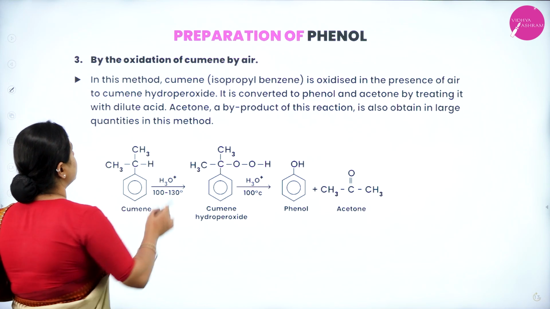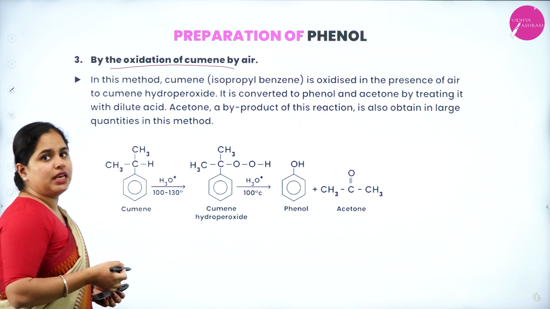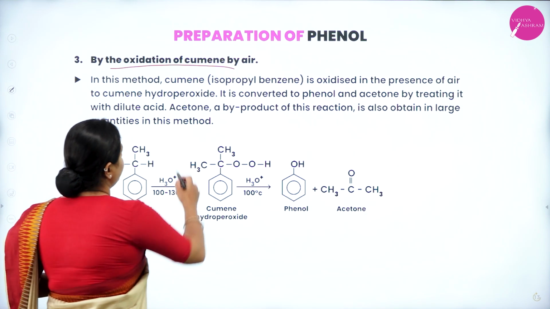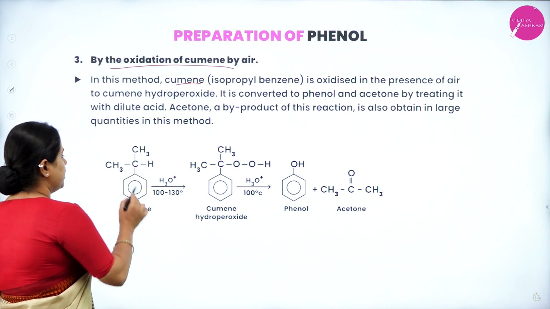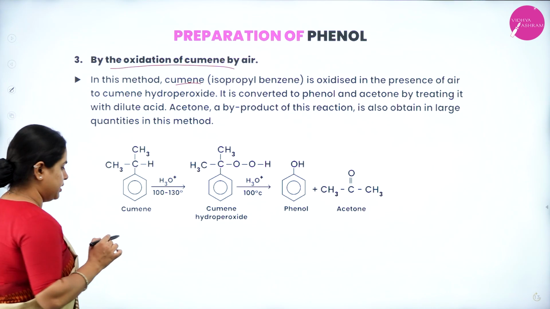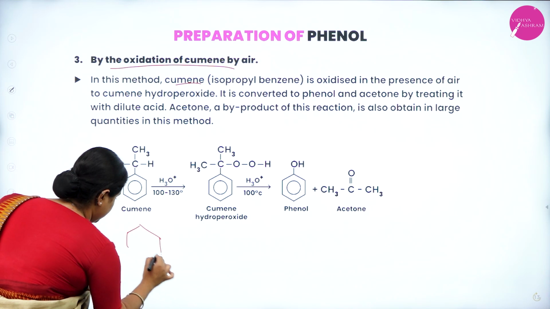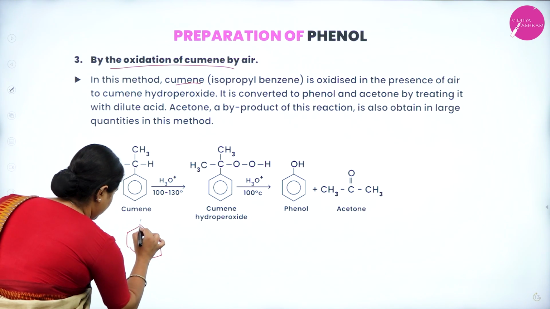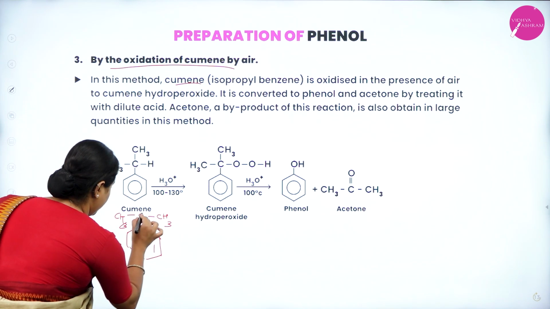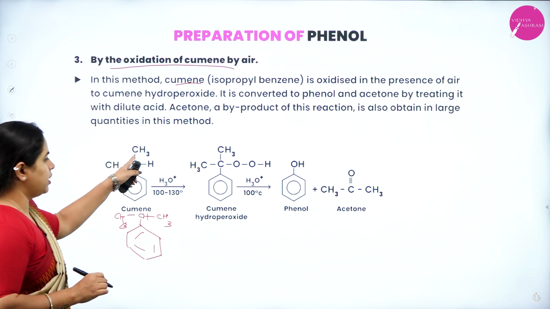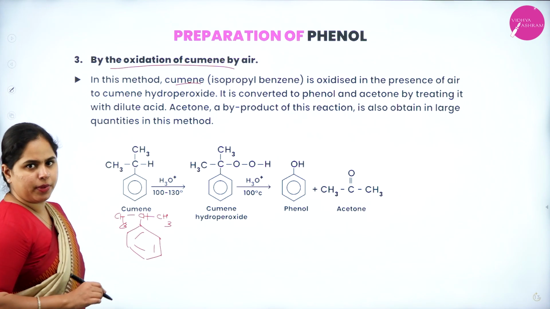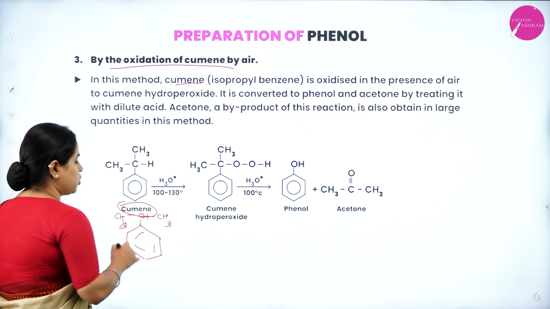Moving on to the last method, that is the oxidation of cumene by air. In this method, we use cumene. What is cumene? Isopropyl benzene. As you can see, on benzene you have CH3 and CH3. You can also write it in this format: you have benzene, with a C here, one CH3 here, and one CH3 here. The same thing is written here also, with one CH3 mentioned above. So this is isopropyl benzene, which is called cumene.